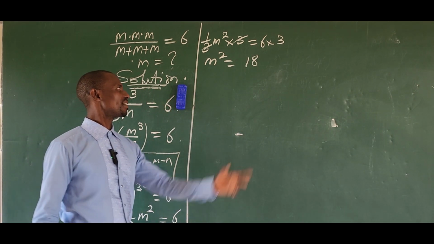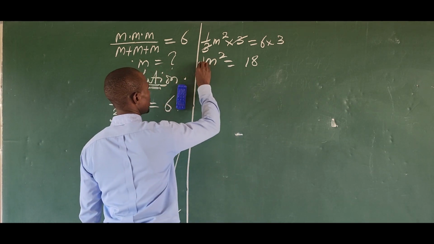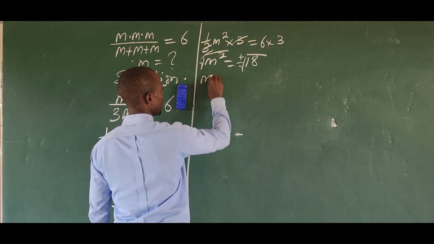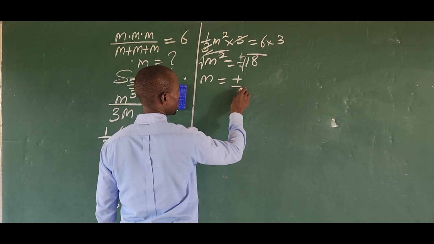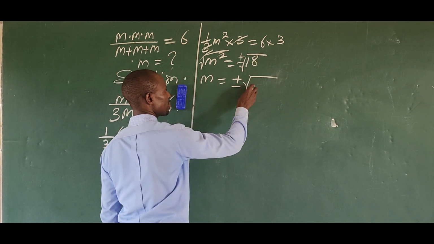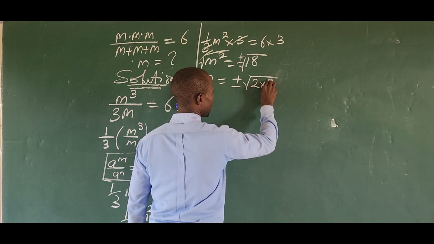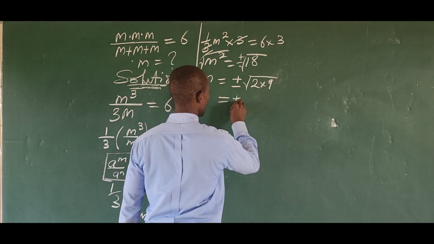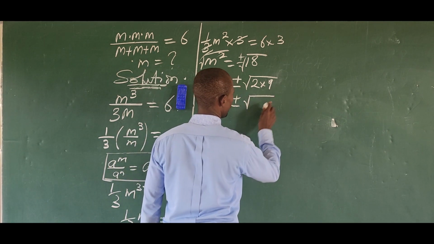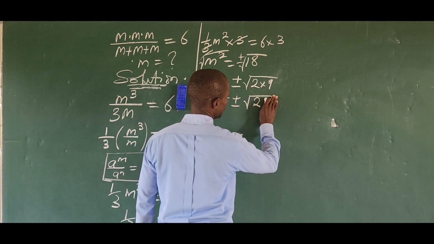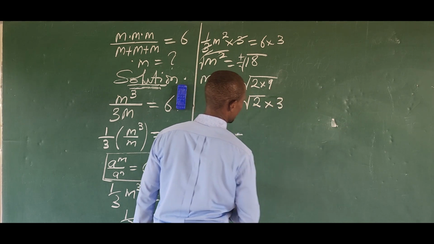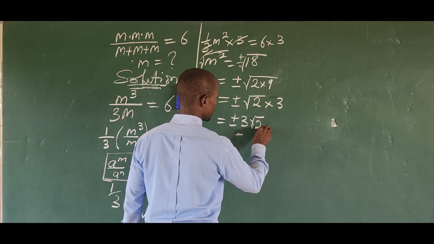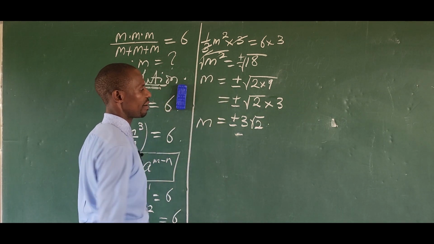Easy, right? Good. Take the square root of both sides. We produce our plus minus here. So we have M equals plus minus the square root of 18, which I think will be written as 2 times 9. 9 is a perfect square, right? So this will give us plus minus the square root of 2, times 3. So this is going to give us plus minus 3 root 2. So this is the value of M.